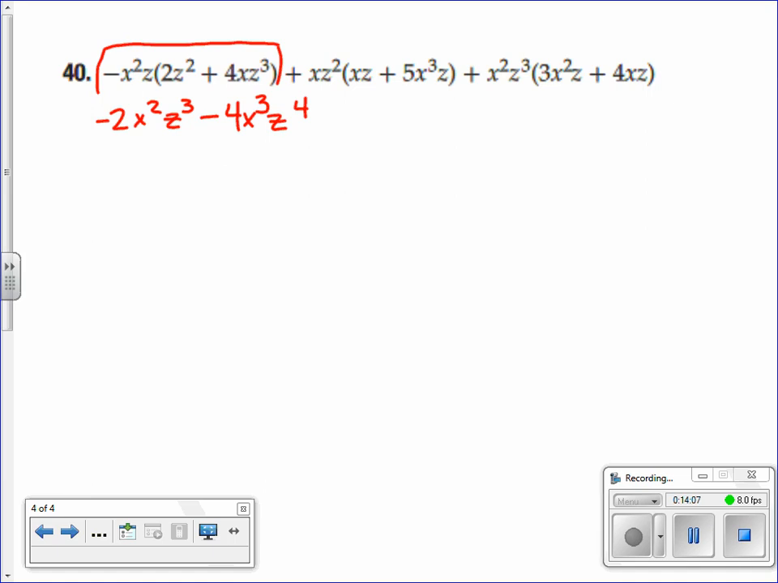Go ahead, distribute, and then once you're done distributing and expanding it, start combining your like terms, and we'll see what your answer is in class.